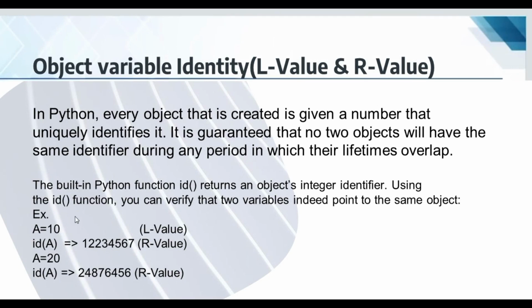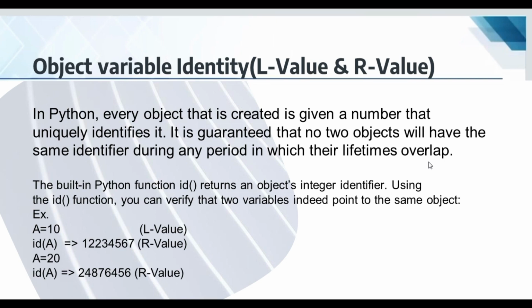Now student, we can consider object to variable identity, that is L value and R value. In Python, every object is created with a given number that uniquely identifies it. It is guaranteed that no two variables or objects will have the same identifier during the period in which their lifetimes overlap. So if variables x and y contain two different values, they do not have the same address.